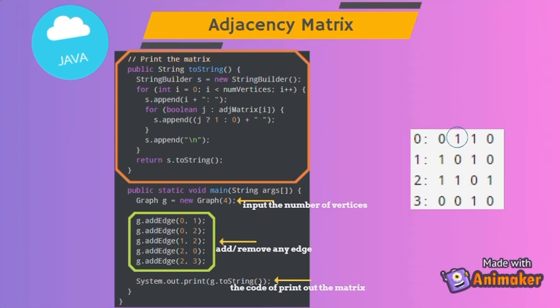The code is add edge 0, 1. The code is add edge 0, 2. The code is add edge 1, 2. The code is add edge 2, 0. The code is add edge 2, 3. It is an undirected graph, so the matrix is symmetric.